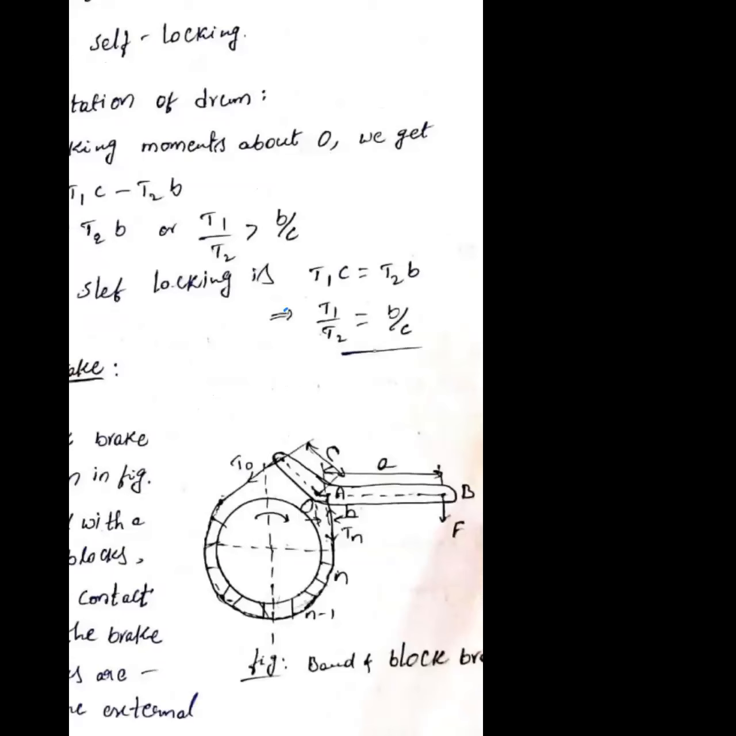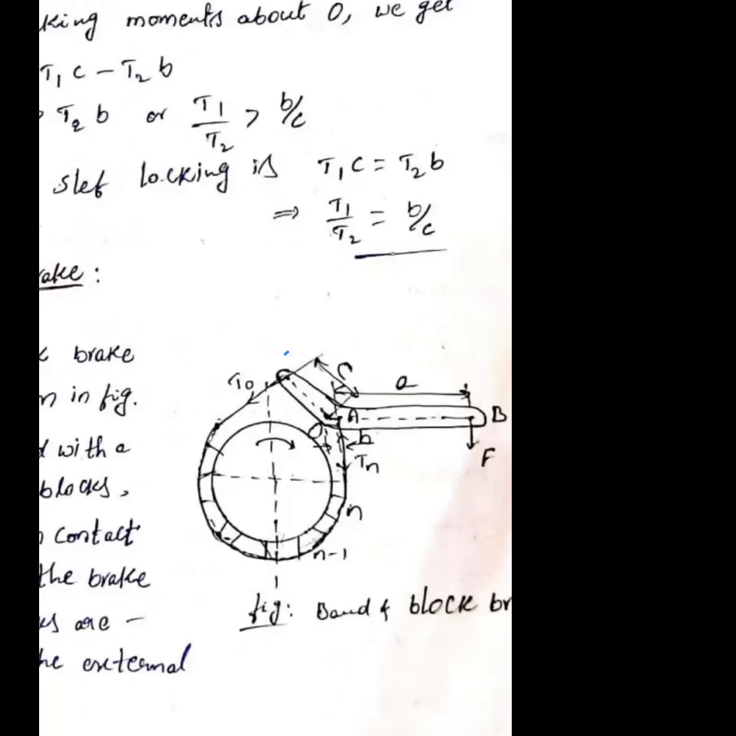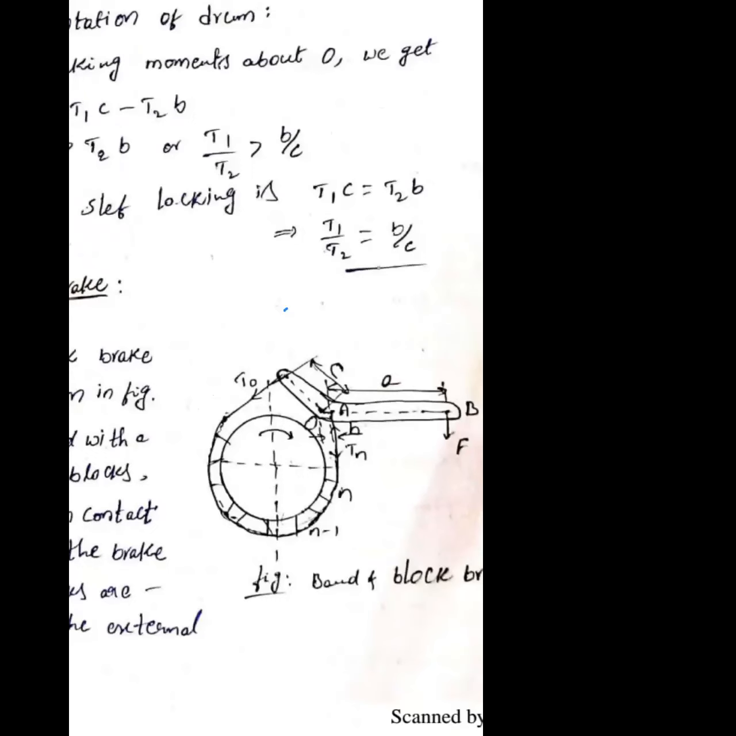Now we are going to see the band and block brake. You will observe that it is also similar to this type of differential band brake. But here, when you observe our diagram, the drum is there, and the band is also enclosed within the total structure. But you may also arrange some wooden blocks between the brake drum and the band. That means we will use some wooden blocks.